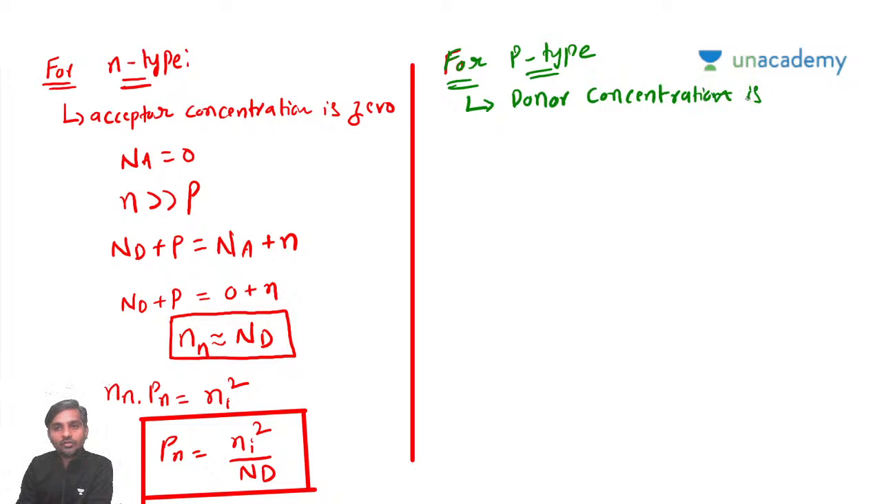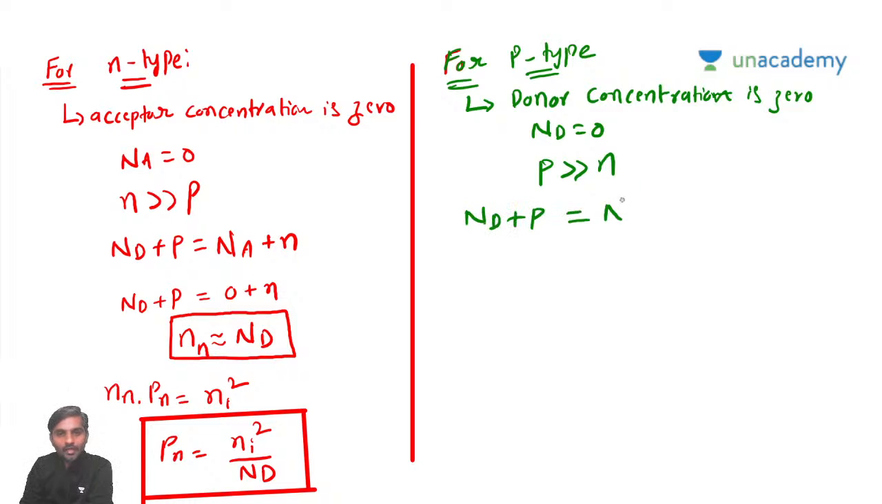Donor concentration is 0. For P-type, donor concentration is 0, that is Nd is equal to 0. If Nd is equal to 0, then P must be far greater than N. So again you consider Nd plus P is equal to Na plus N. Then this Nd is going to be 0, plus P is going to be Na plus N. Anyway, this N is very small when compared with P. So P is approximately equal to Na.